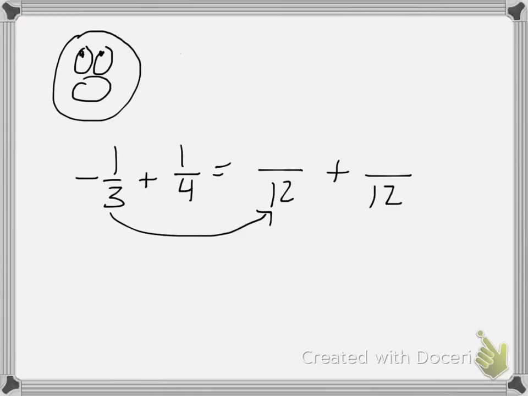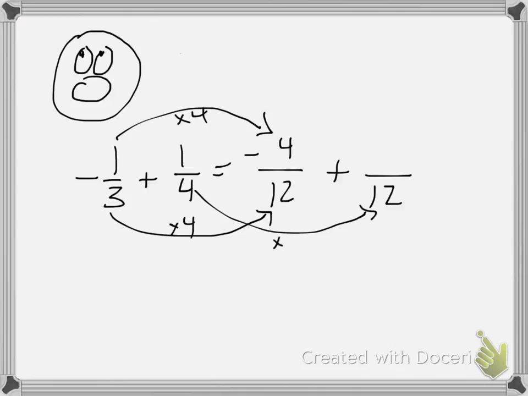So let's see. 3 times 4 is 12. So I'll do the same here. 1 times 4 is 4. So I have negative 4/12 plus, in this case, 4 times 3 is 12. So 1 times 3 is going to be 3. So I have negative 4/12 plus 3/12.